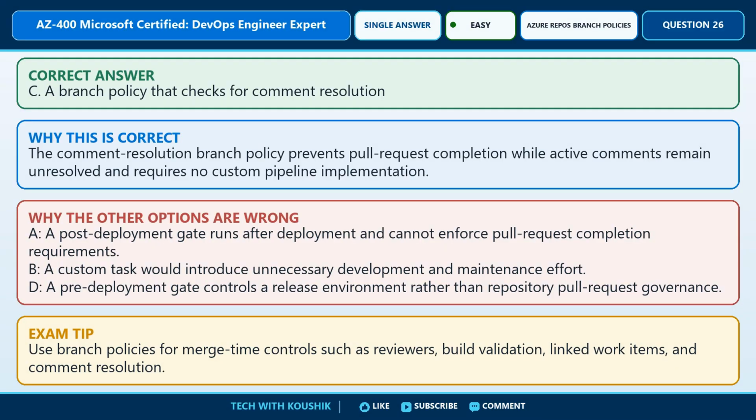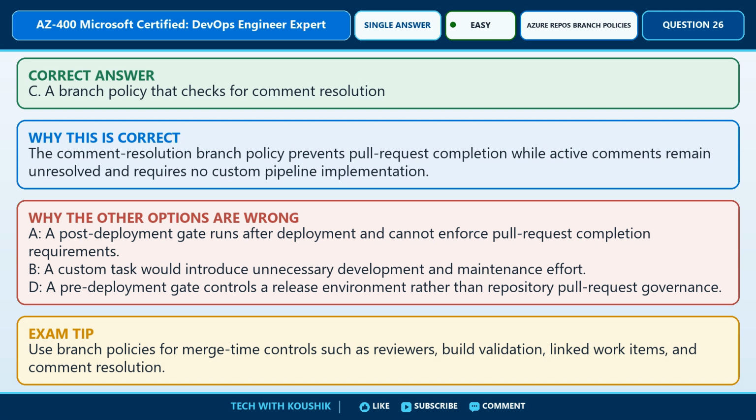The correct answer is option C, a branch policy that checks for comment resolution. Here's why. The comment resolution branch policy prevents pull request completion while active comments remain unresolved and requires no custom pipeline implementation. Why are the other options not correct?